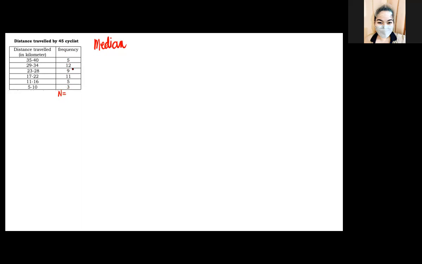So, ano po yung sum ng ating frequency? Paki-add nga po. The total number of population or total number of frequencies is 45 po. Correct. That is 45.